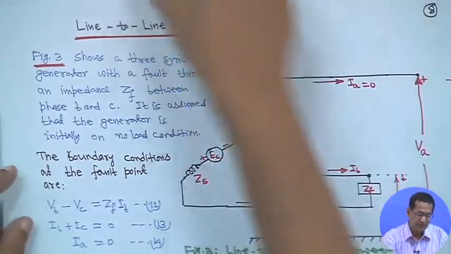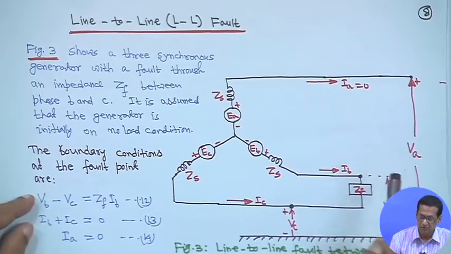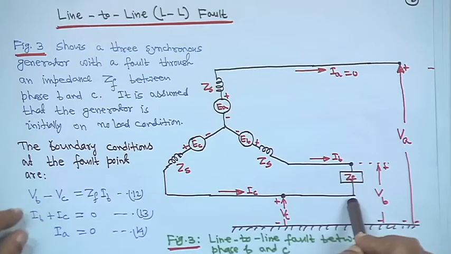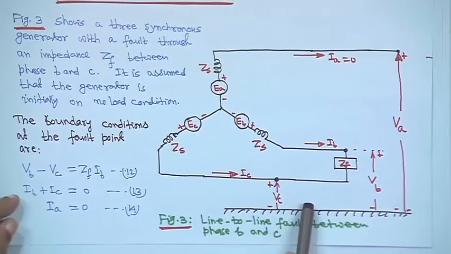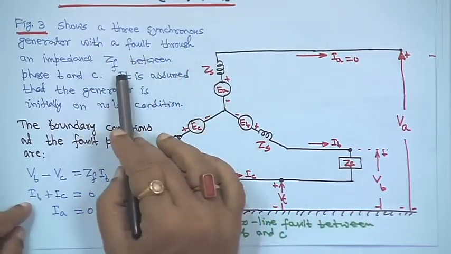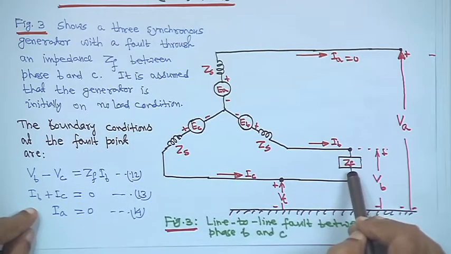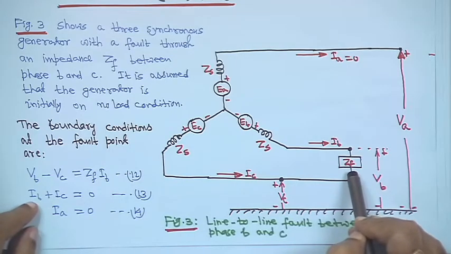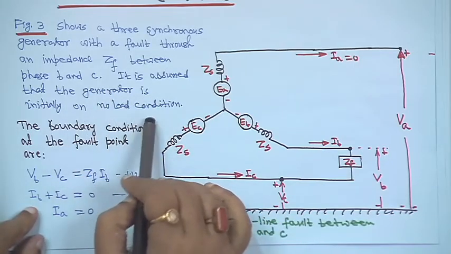So, similarly, now let us consider line to line fault, that is LL fault, right. So, suppose in phase B and C we are assuming there is line to line fault. So, figure 3, actually this is figure 3, it shows a 3 phase synchronous generator with a fault through an impedance ZF. So, that there is a line to line fault through an impedance ZF when ZF is there. If it is not there, ZF will be 0. So, between phase B and C, it is assumed that the generator is initially on no load condition.